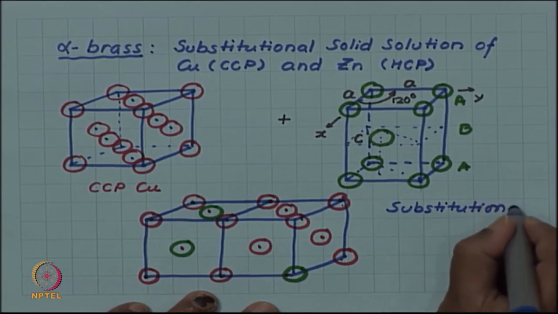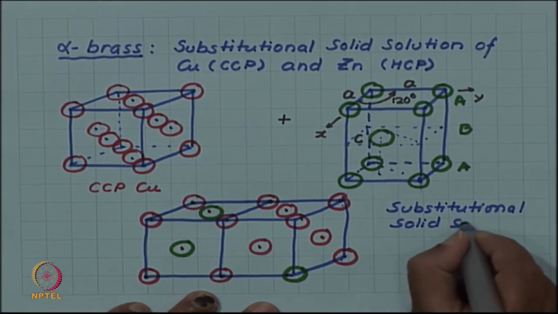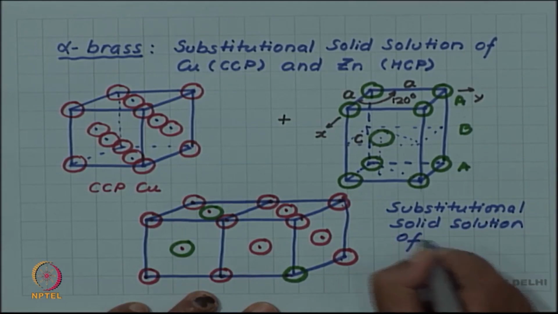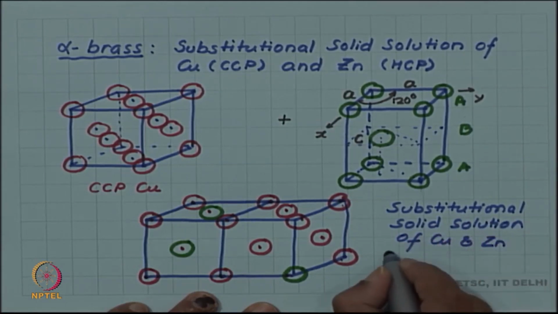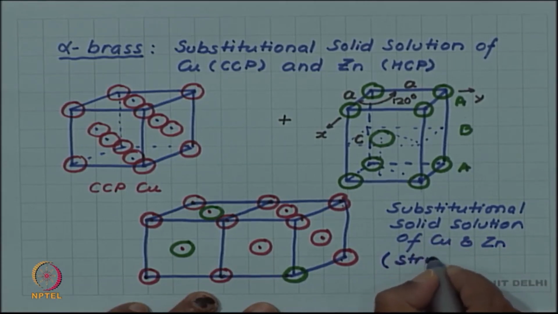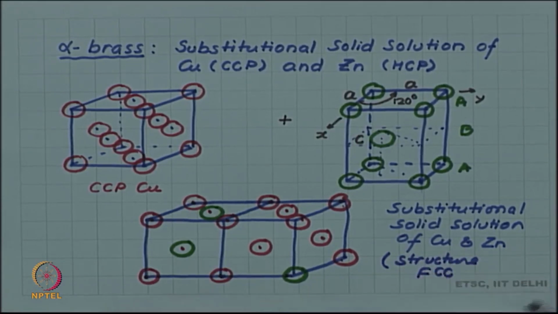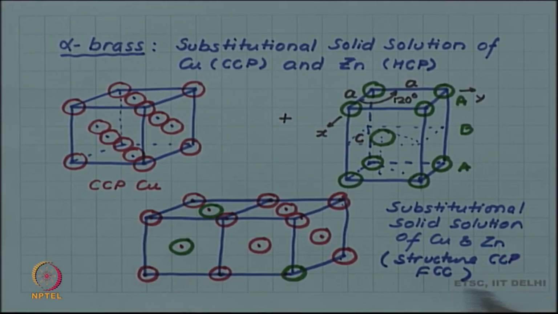has the structure of copper and zinc, and the structure is face centered cubic. The structure is CCP, the lattice is FCC.